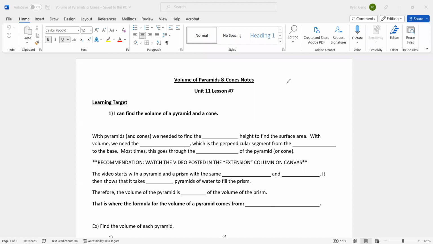With pyramids and cones, we needed to find the slant height to find the surface area. With volume, we don't need the slant height. We need the altitude. Now, we sometimes use the altitude to help us find the slant height with surface area. So you've had experience with the altitude before, but this time we actually need that value to find the volume. Just a reminder, the altitude is the perpendicular segment from the vertex to the base.